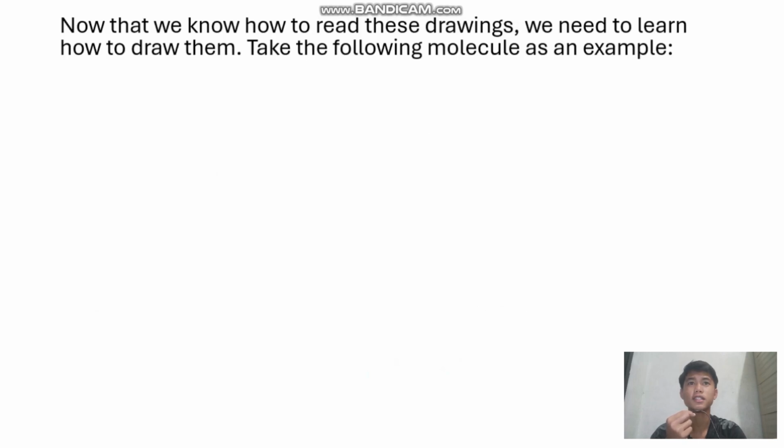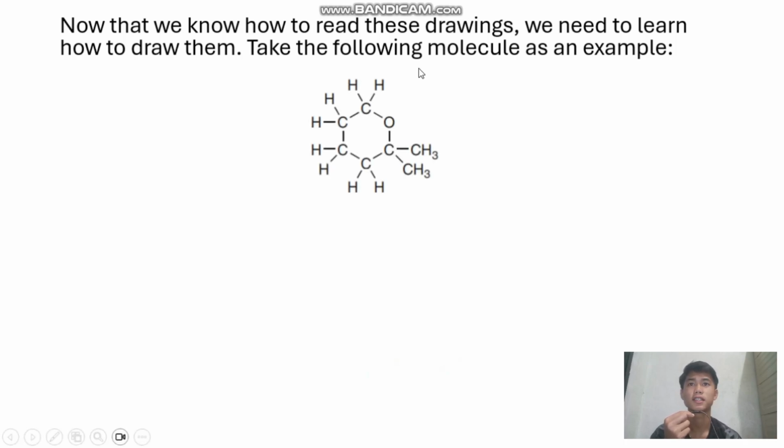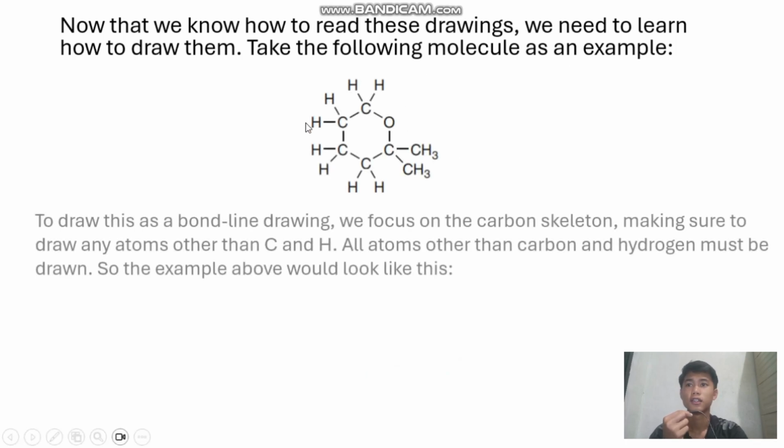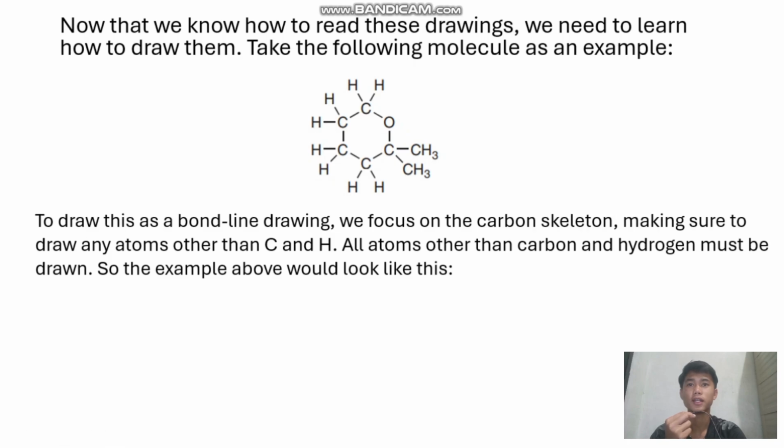Now that we know how to read these drawings, we need to learn how to draw them. So, take the following molecules as examples. So we have this molecule here. To draw this bond line drawing, we focus on the carbon skeleton, making sure to draw any atoms other than carbon and hydrogen. So in this case, we have an oxygen.